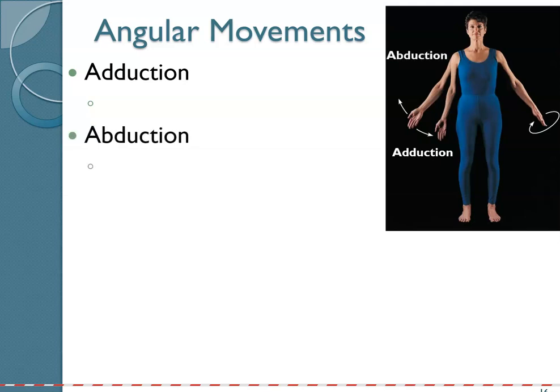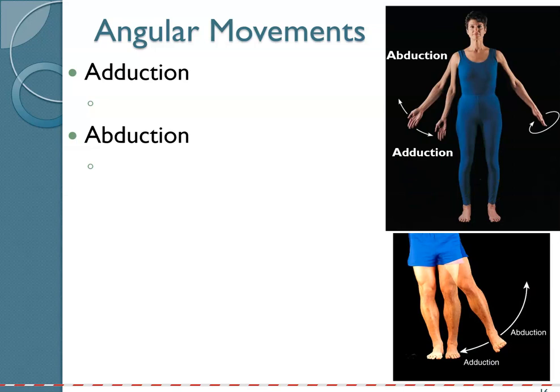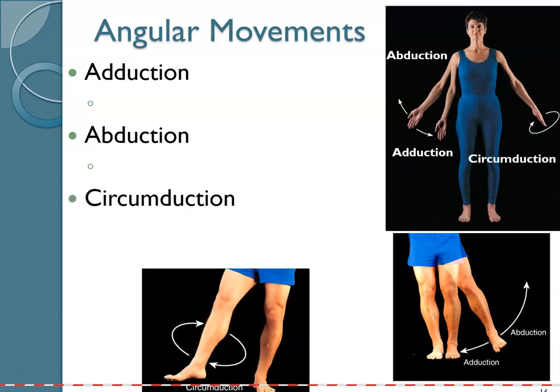Abduction is away from the midline. We can do that for our legs too. If we were to stretch out our legs towards the side so the foot goes that direction, that would be abduction. Adduction, you're bringing it back. Okay, there's the picture for the leg as well. Circumduction goes along in that same axis when we do it with the periphery of our limbs, whether it's our hands or legs, we do a circle around.